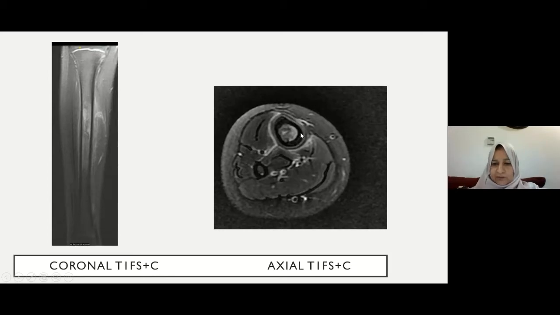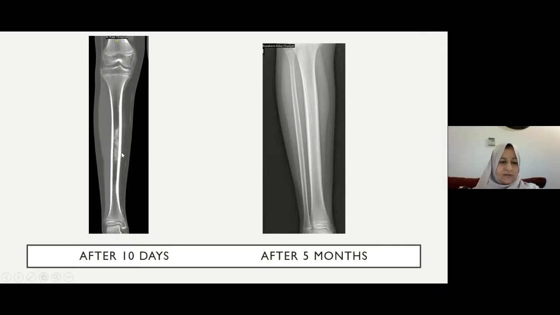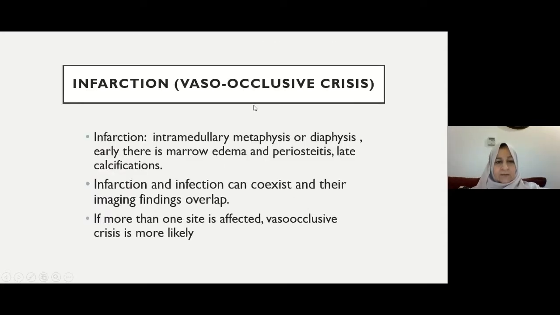I want you to appreciate this cortex. This is how the cortex is shown in the axial view. No collection, no surgery. Follow-up showed sclerosis at the site of the lesion, later on complete remodeling and resolution. I am sure you know now this is an infarction. It was the first time this girl was known to have sickle cell anemia and infarction. Infarction is intramedullary, metaphyseal or diaphyseal. Early there is edema, periostitis, then calcification.